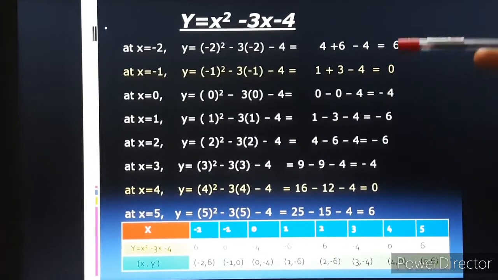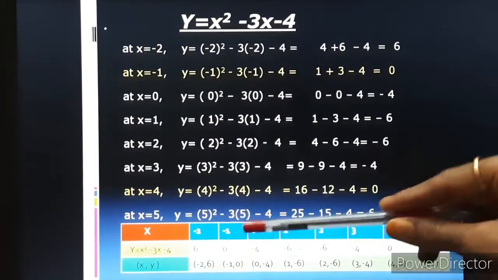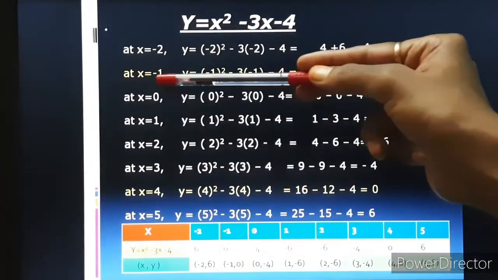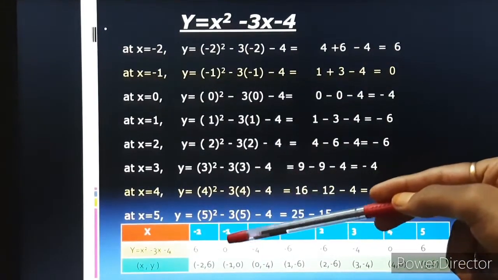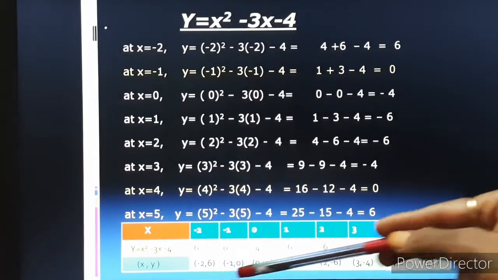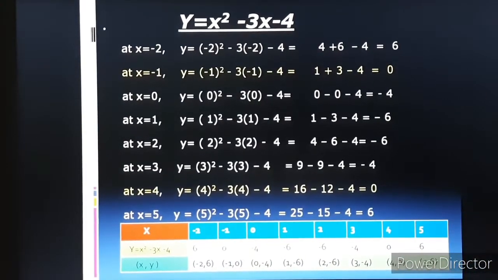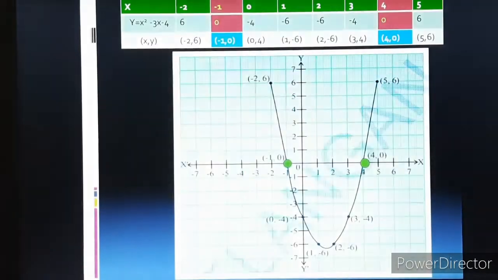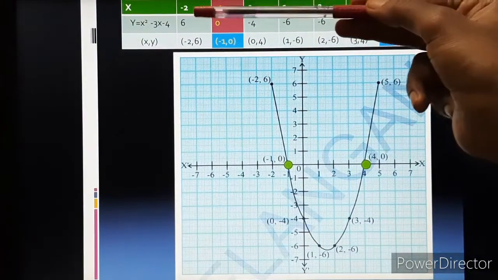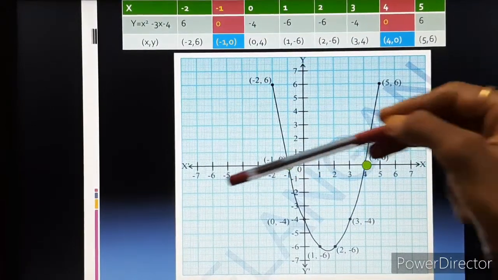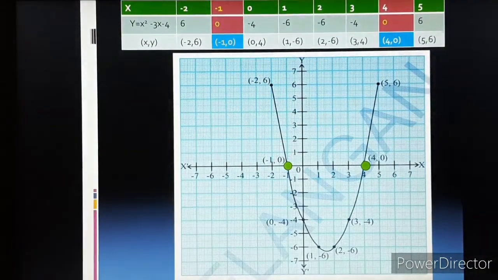Now, I will write all the coordinate points here. For minus 2, I got 6. Minus 2, 6. For minus 1, 0. Same like that, you have to write all the coordinate points. Now, we will draw the graph on this, right? Okay. Now, minus 2, 6. So, take it on the x-axis.